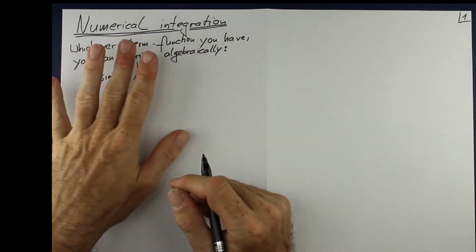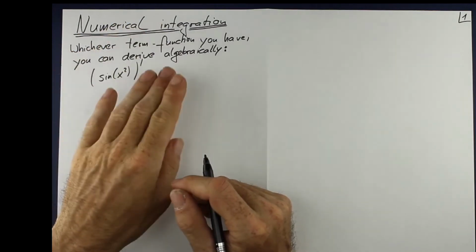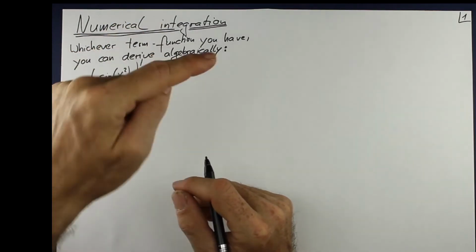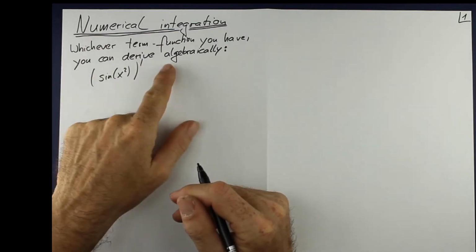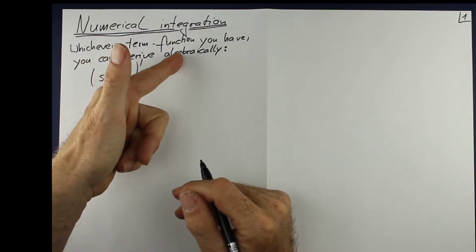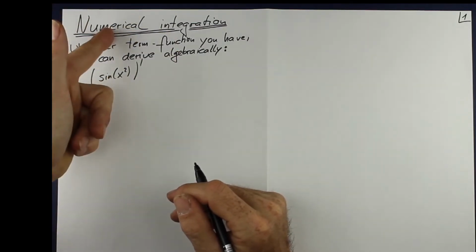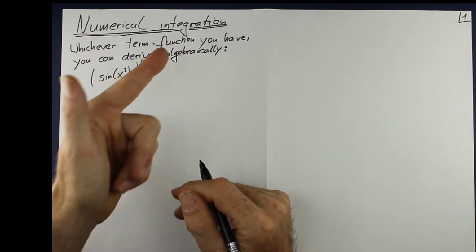Whichever term function you have, you can derive algebraically. Algebraically is the counterpart of numerical. You prefer doing things algebraically, but if it's not possible, then you are glad that there are the numerics. But if you have algebraic methods, normally you will prefer them.